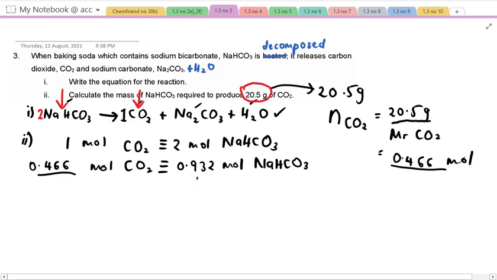Since you have to calculate the mass, what to do? 2 times the molar mass of sodium bicarbonate. So the answer is 78.29 gram.